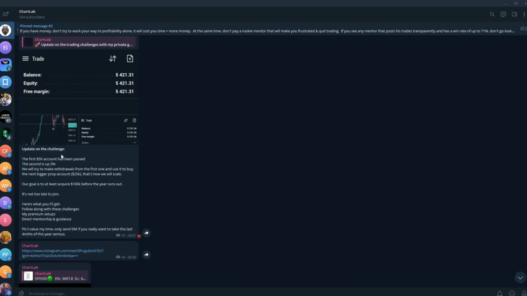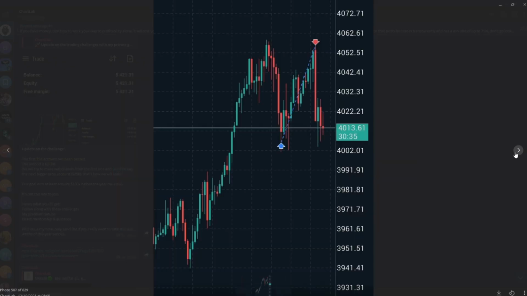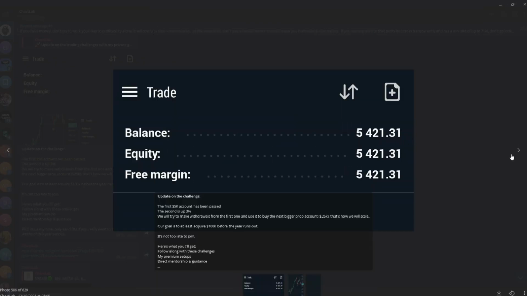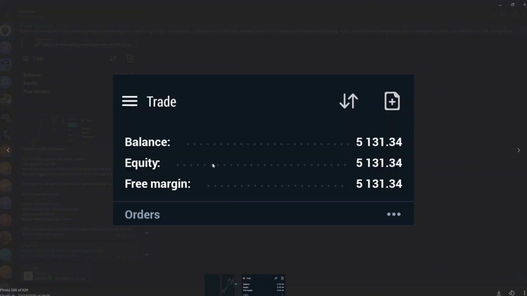So this is an update I posted on the challenge. The first 5k has been passed. The second one is up 3%. And we try to make a withdrawal from the first one and use it to buy the next bigger profit, which is 25k. And that's how we scale up. And this is actually a proof of it. I bought the account, my student bought it, and you can see that we actually passed it. It's an 8% profit target. This is phase 2. The phase 1 I've posted if you scroll up. So this is the second account we are trading, which is up 3%.